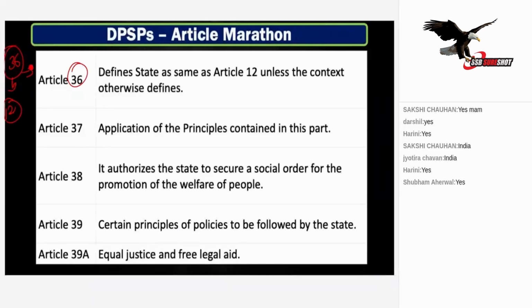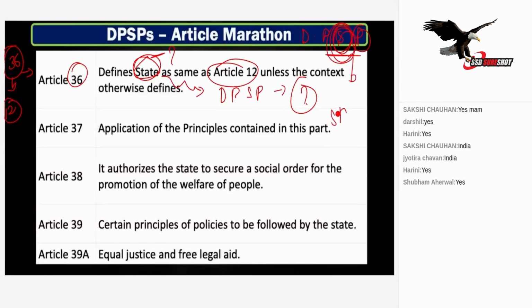Article 36, similar to Article 12, also defines the state, exactly like Article 12. Basically, it tells that DPSP is applicable on whom? What is state? This word state in Directive Principles of State Policy, what do you mean by this state? This is what is explained in Article 36. Article 37 says that whatever, just don't remember this article, it's not important.